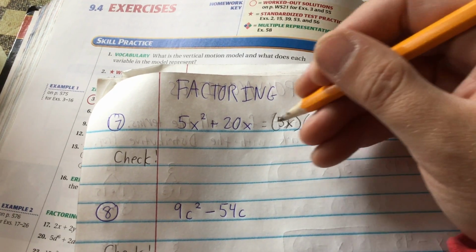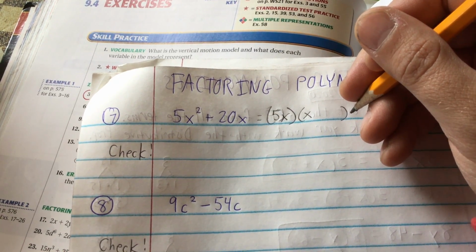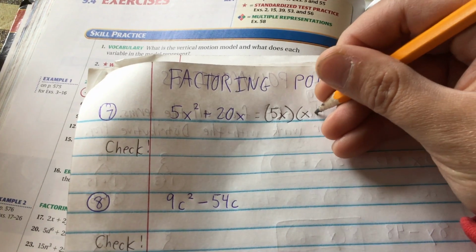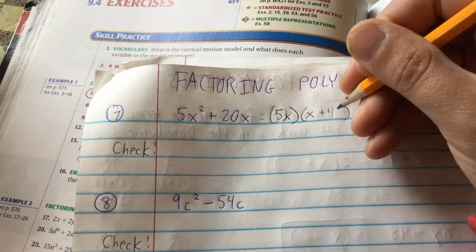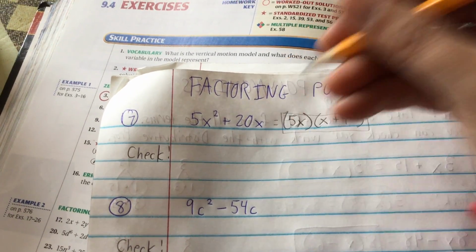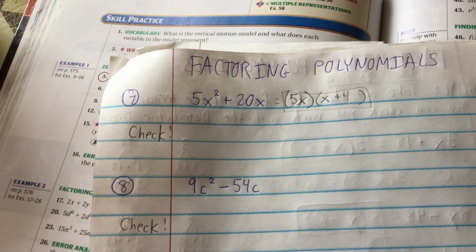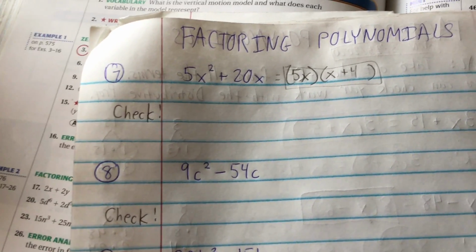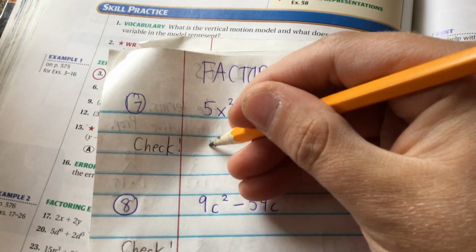5x times what is 20x? Positive 4. So the final answer is 5x times the quantity of x plus 4. Check your work with the distributive property.